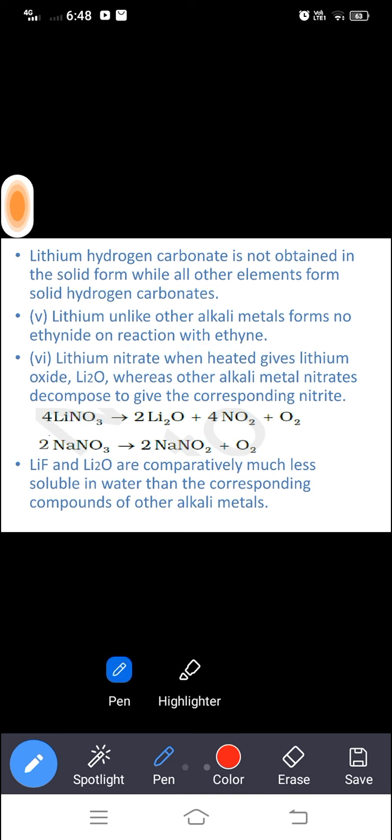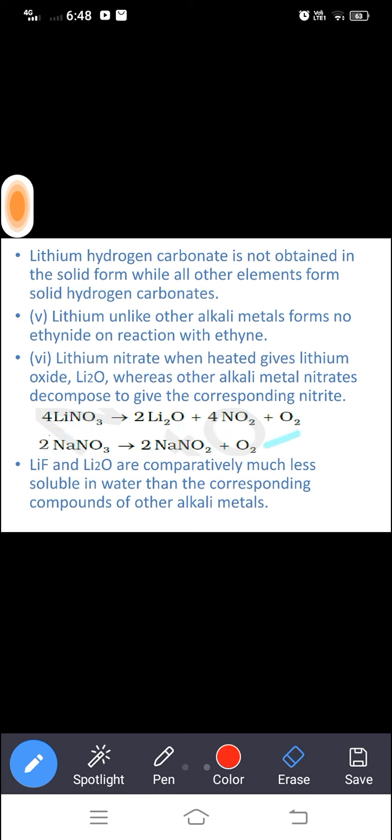And lithium nitrate, when you heat it, will produce lithium oxide with the liberation of nitrogen dioxide and oxygen. And other metallic nitrates like sodium nitrate, rubidium nitrate will give the nitrite, sodium nitrite. This is nitrate, this is nitrite, with the liberation of oxygen.